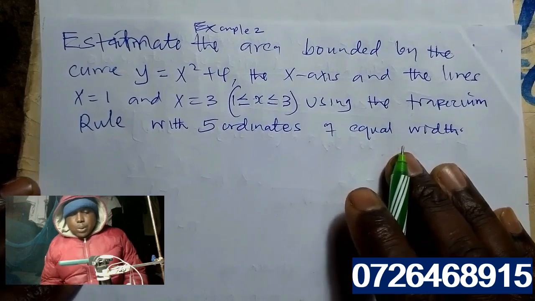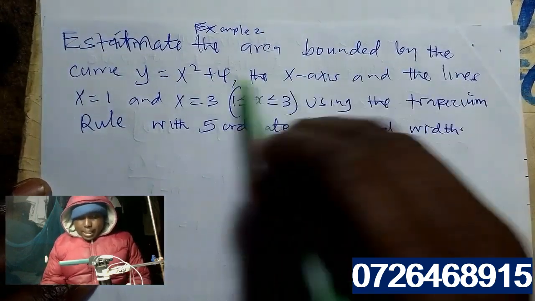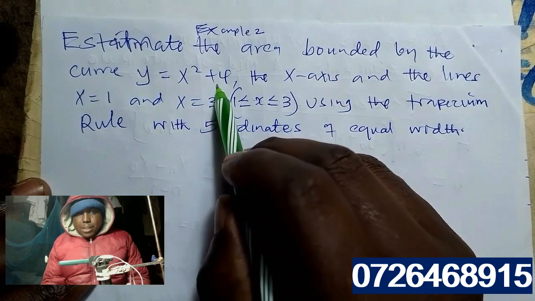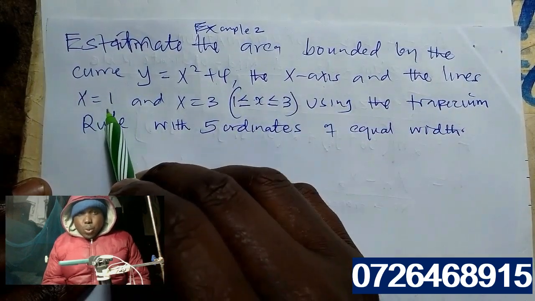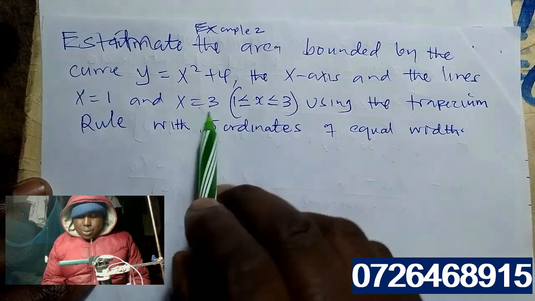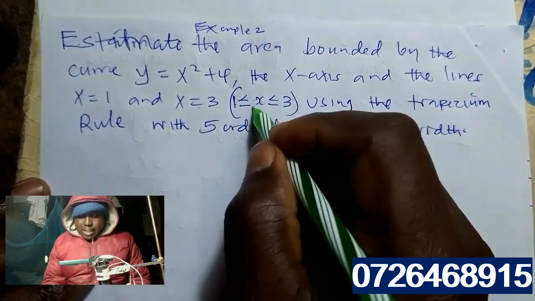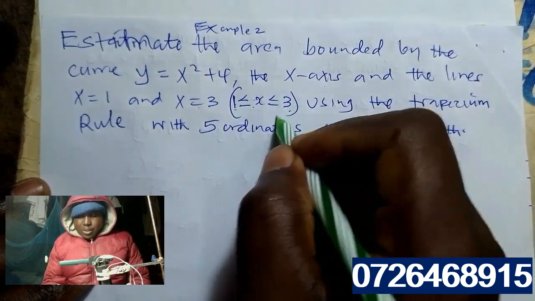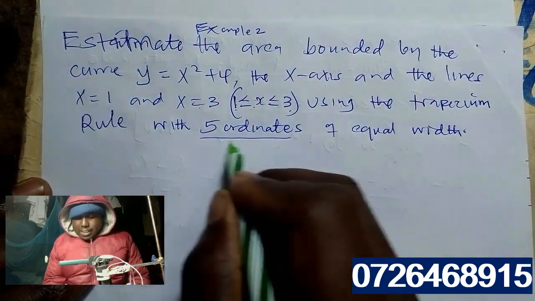In our example 2, estimate the area bounded by the curve y is equal to x squared plus 4, the x-axis and the lines x is equal to 1 and x is equal to 3. Once you are given this, you should notice the range starts from x equal to 1 and goes up to x equal to 3. Use the trapezium rule with 5 ordinates.